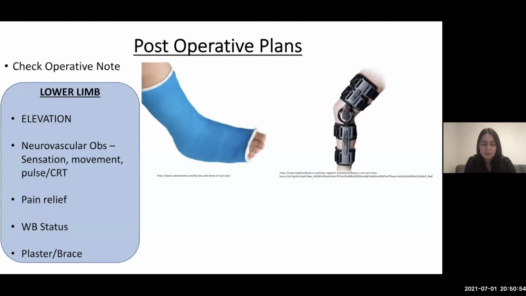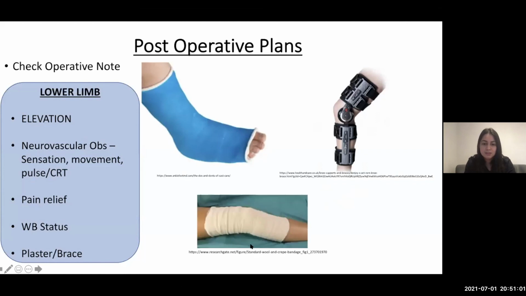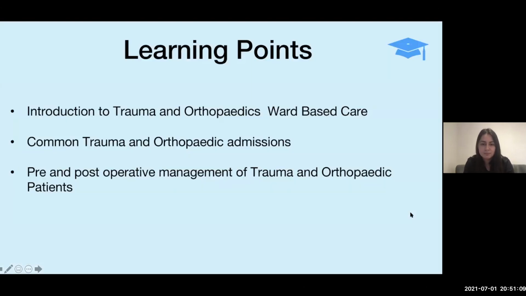You'll see people with casts on. This one on the right here is a hinged knee brace. And this is usually just wool and crepe. And we put the wool and crepe on just for the first 48, 72 hours to help with compression to reduce the bleeding.